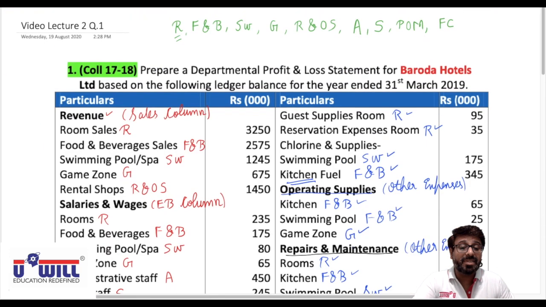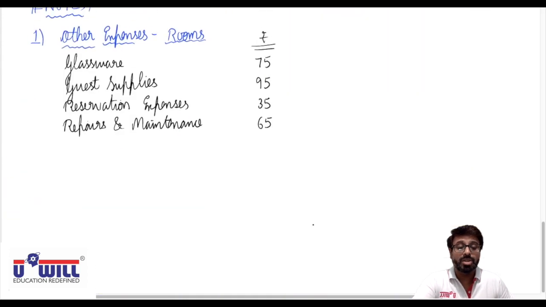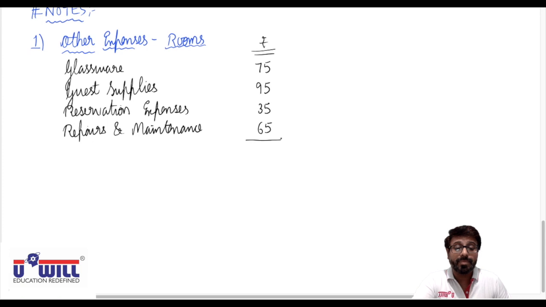Any other items after repairs and maintenance of room marked as R? Check it thoroughly well. No. So now we can do the total of this. Okay. 70, 160, 190, 250, 260, 270. Total other expenses of rooms are 270. I hope everyone is clear with this.